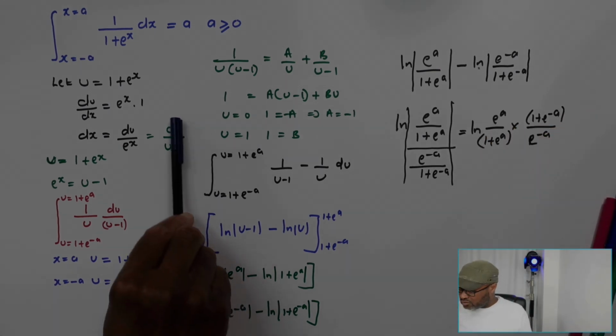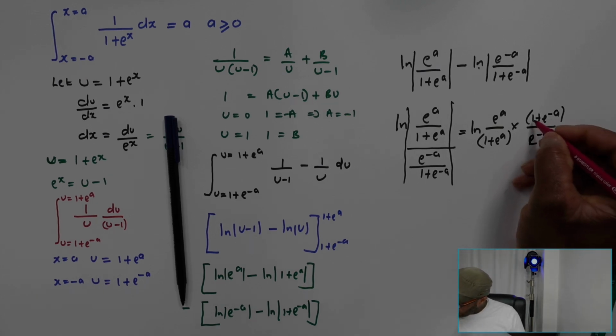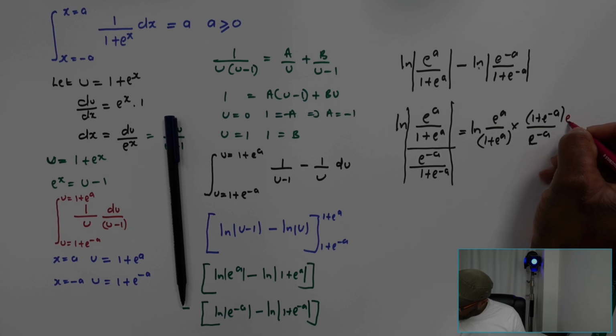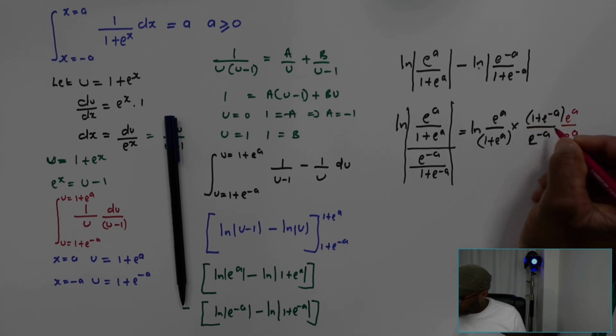But what I need to do now is to get rid of this e to the power minus a. The way I can do that is to times the top here by e to the power of a, and also times that bottom by e to the power of a for this side. That cancels that, you still get the same thing.